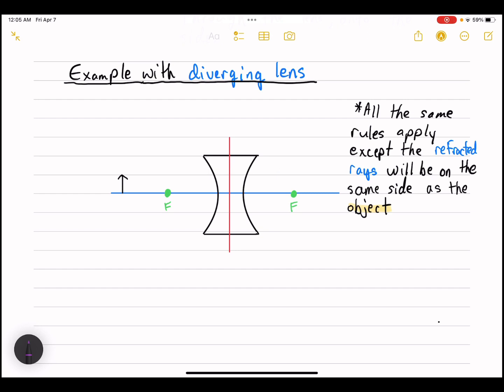So what we're going to do when we're drawing these ray diagrams is show you what you would really see versus where the image is actually formed. And with all that combined, we're going to determine whether this is a real or virtual image.